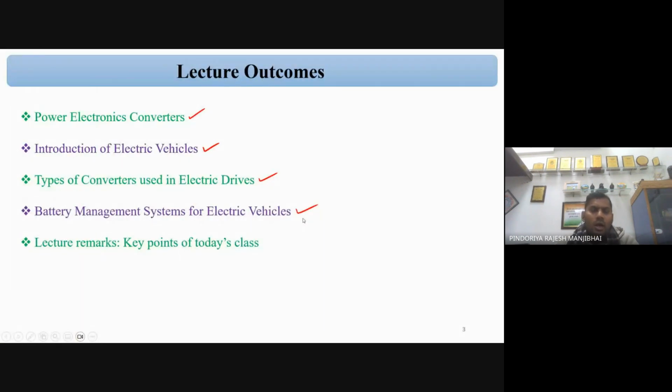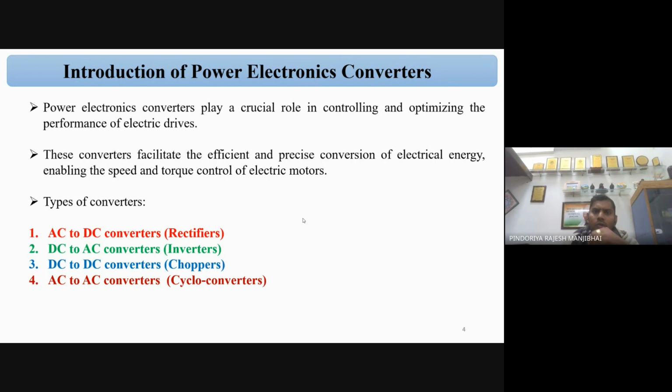So these are the outlines of today's class. First, the introduction to power electronics converters. I am not spending too much time on this topic because you are now MTech students in your second semester. All of you know we have four types of converters in the market.